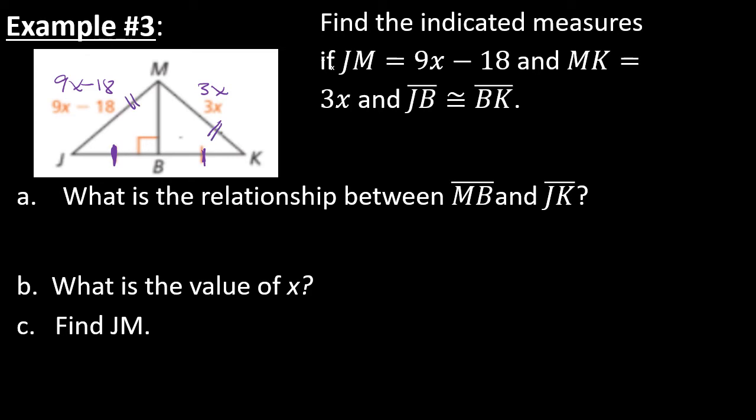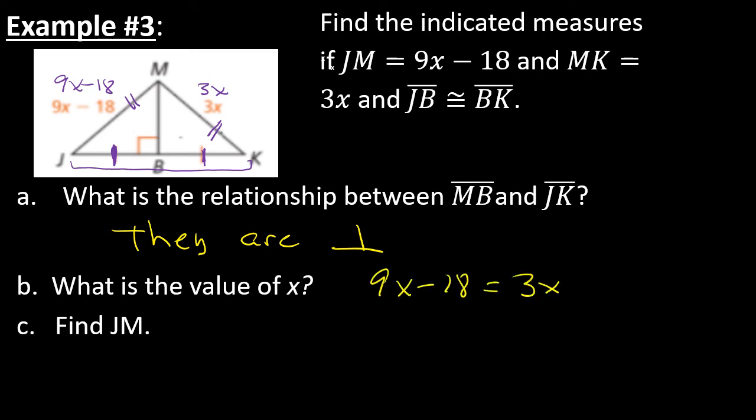And it says, what is the relationship between segment MB and segment JK? So if you look, here's JK and here's MB. So if we look, they are perpendicular. And then what is the value of x? And find JM. So basically this is an isosceles triangle. So my two sides are going to be congruent. And if we do some algebra, I know that's your favorite, x is going to equal 3.